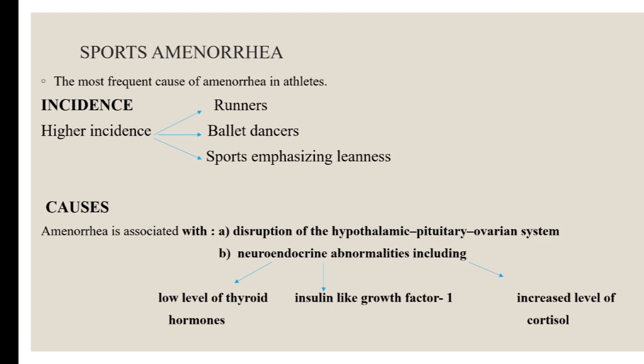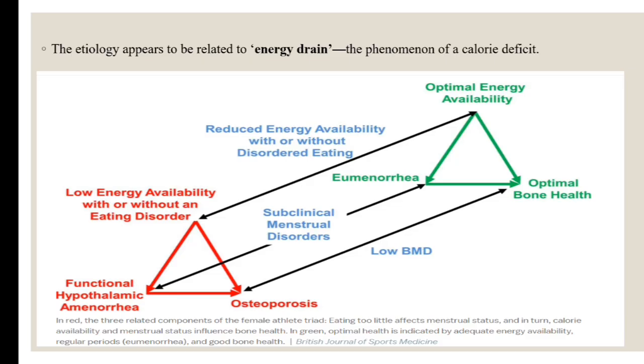So, causes: it is associated with disruption of the hypothalamic pituitary ovarian axis and neuroendocrine abnormalities, including low levels of thyroid hormones, insulin like growth factor 1, and increased levels of cortisol. The etiology appears to be related to energy drain, that is, the phenomenon of a calorie deficit.